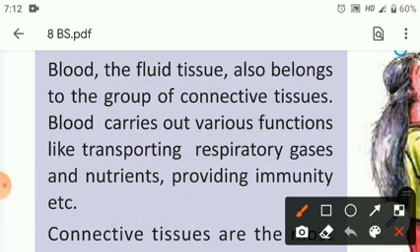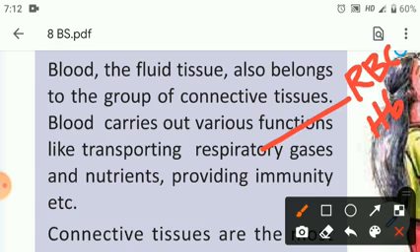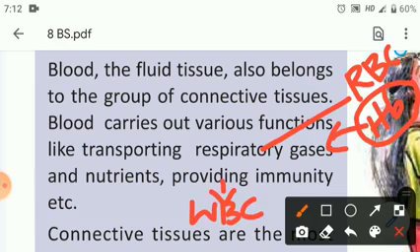Transport of respiratory gases is by the function of RBC, which contains hemoglobin that transports oxygen and carbon dioxide. Which cells control immunity? That is the WBC, which provides resistance against disease.